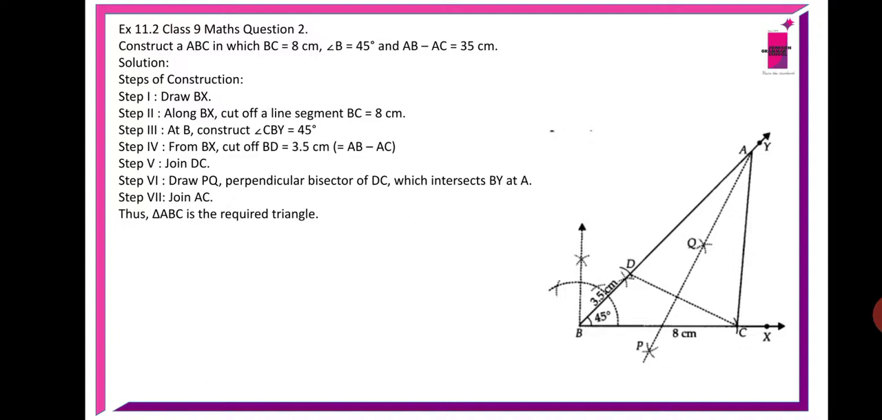Now draw BX. Along BX, cut off a line segment BC equal to 8 centimeters. At B, construct angle CBY equal to 45 degrees. From BX, cut off BD equal to 3.5 centimeters, that is equal to AB minus AC. Join DC. Now draw PQ, the perpendicular bisector of DC, which intersects BY at A. Join AC. Thus, the required triangle ABC is constructed.